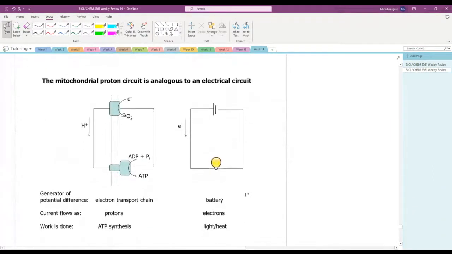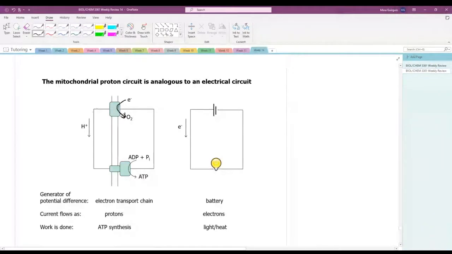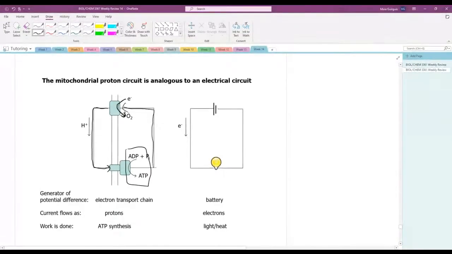Okay. So I told you guys this is just like a battery. Well, here's your example, or here's your proof, I guess. Your professors agree with me. So what we're doing is we're basically saying electrons go to oxygen to create water. That in turn releases protons, which can then spin ATP synthase to do something. And then they go back around and we repeat the process, right?